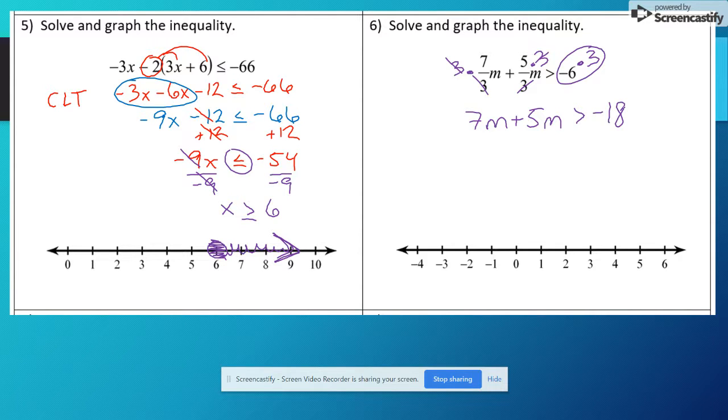My inequality sign is still facing the same direction. I did not multiply by a negative. Combine like terms, 7 and 5 is 12m, and then divide by 12. So m is greater than, and then this reduces to negative 3/2, or that would be negative 1.5. So negative 1.5, open circle, and it's greater than, so to the right.